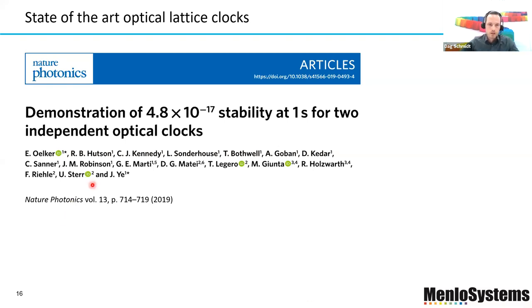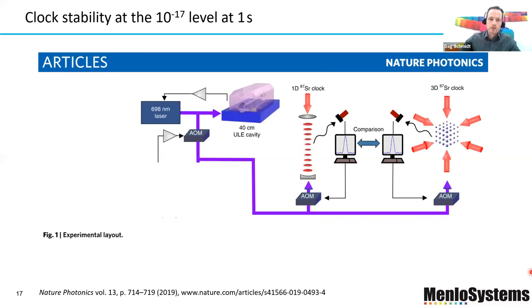So as you can see here, this was done in the group of Jun Ye, JILA in Colorado, and this was a project together with the Physikalisch-Technische Bundesanstalt in Braunschweig and also Menlo Systems. So what did they do? Here's the setup. They wanted to measure two different clocks, a 1D strontium lattice clock and a 3D strontium lattice clock. And here we have two acousto-optical modulators. They are just needed to sweep over the atomic resonance to do the Rabi spectroscopy, and the clock laser itself, operating at 698 nanometers, is locked to this ultra-stable cavity here, a 40 centimeter long cavity. Yeah, forget this AOM for a second. This is just the clock laser used for the spectroscopy here.